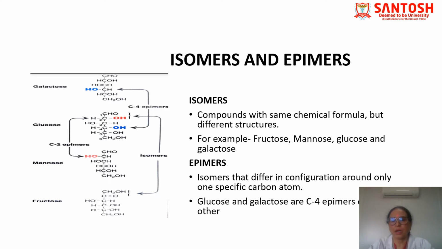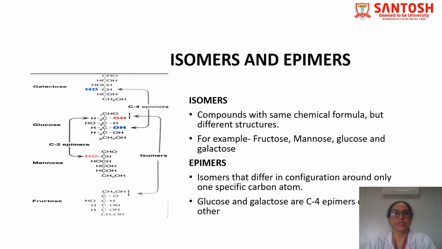Isomers and epimers are actually formed when we talk about stereoisomerism in carbohydrates. That has been shown because there are different types of isomerism which are seen here. First we'll talk about isomers. Isomers are compounds with the same chemical formula but different structure. For example, glucose, mannose, fructose, galactose. As you can see in the picture, glucose and mannose are isomers of each other. Similarly, even glucose and fructose are isomers of each other.